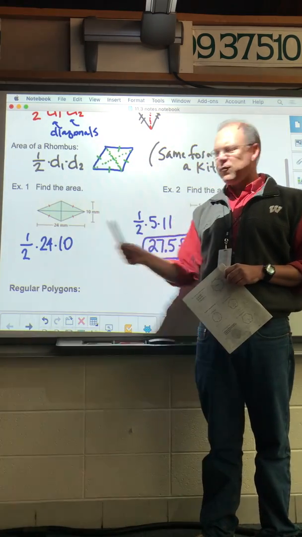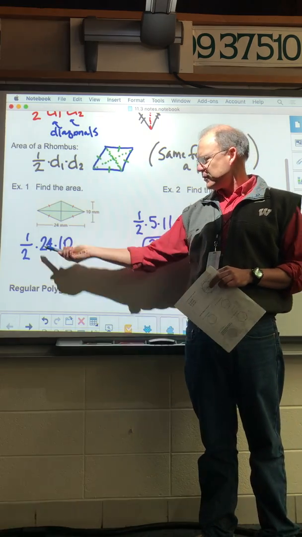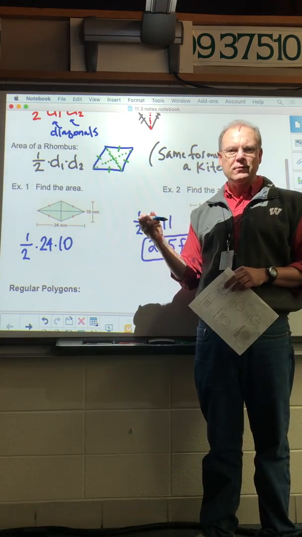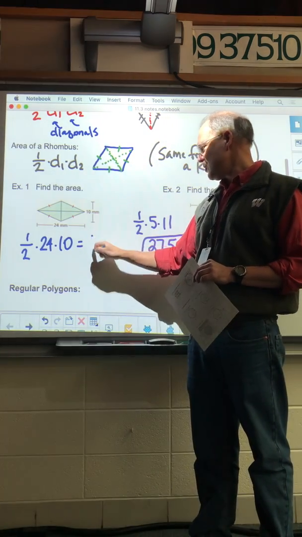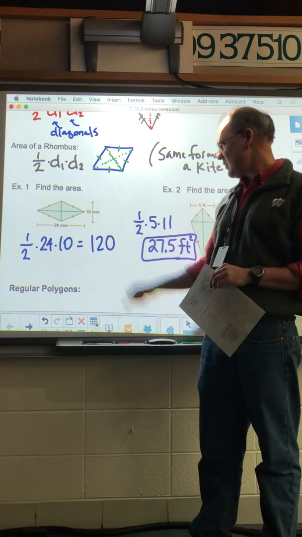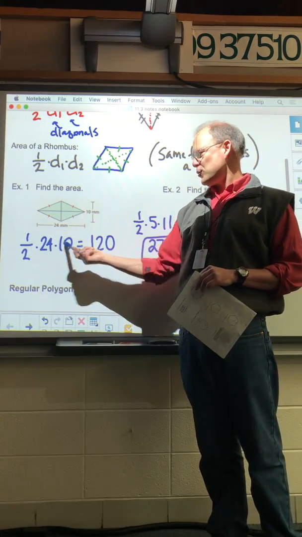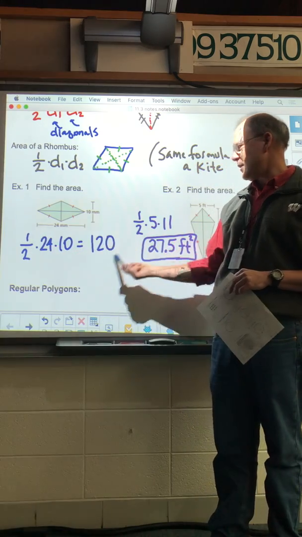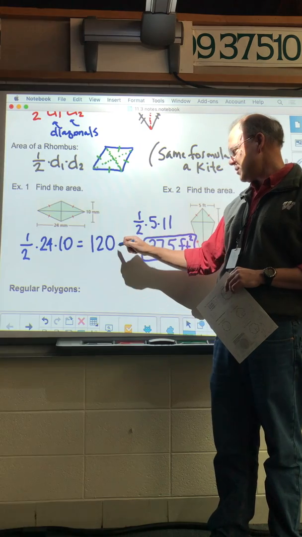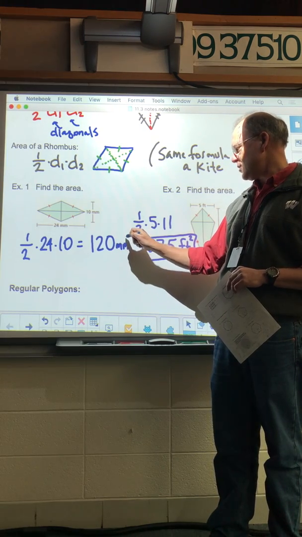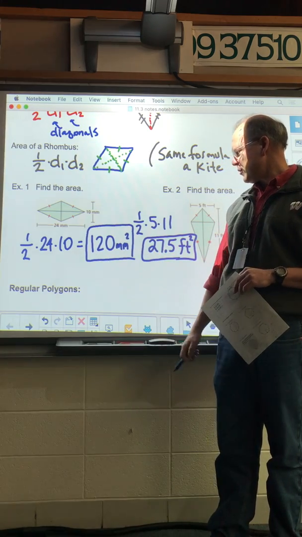So 1/2 of 24 is 12. 12 times 10, multiply by 10, you just throw a 0 on the end of it, right? 12, throw a 0 on the end of it. Or you could do 240, take 1/2 of 240, you get 120. Units here were in millimeters, so area will be in square millimeters.